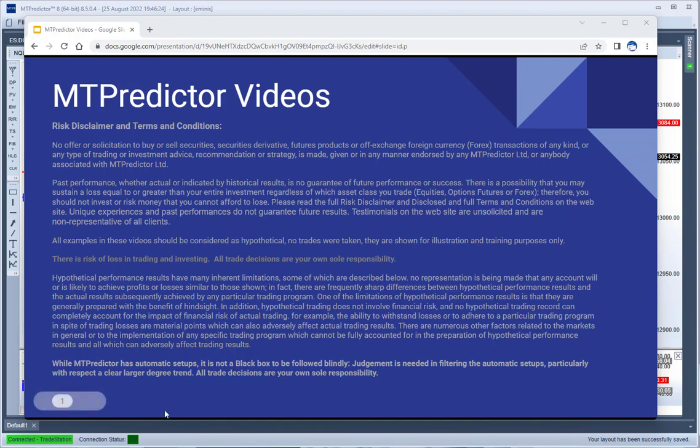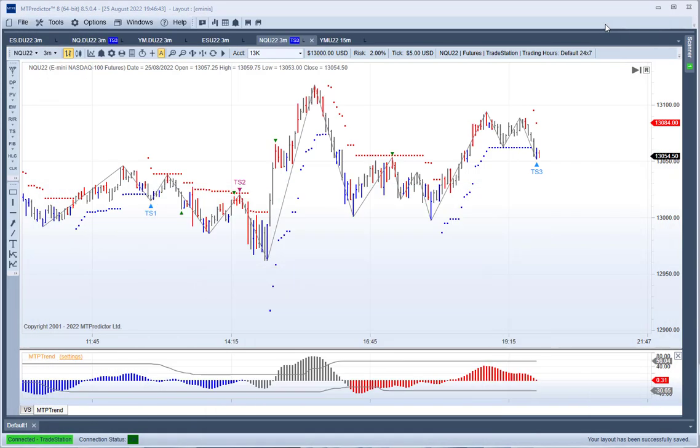But let's start with our risk disclaimer and remind you that all examples in these videos should be considered as hypothetical. No trades are actually taken, they're just shown for illustration and training purposes only. Remind you there's a risk of loss in trading and investing. Put another way, all professional traders know and understand that losses can and will and do unfold. It doesn't matter what trading approach you take.